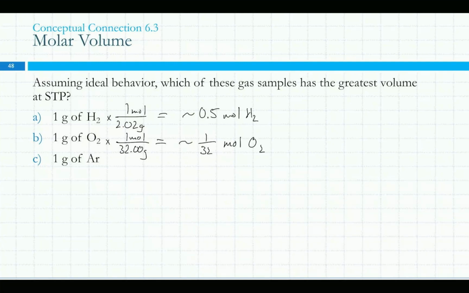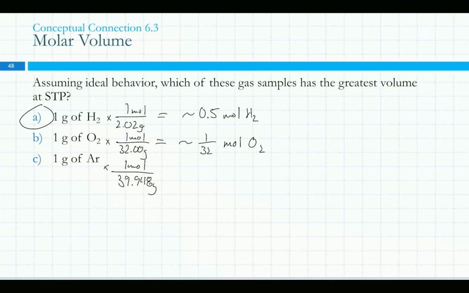So is that going to take up more or less space? It's going to be a smaller volume. Whatever 1 divided by 32 is. So the greatest volume, because argon is molar mass of 39. Yeah, so hydrogen's going to have the largest volume.